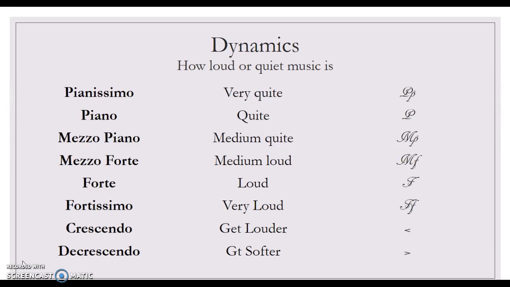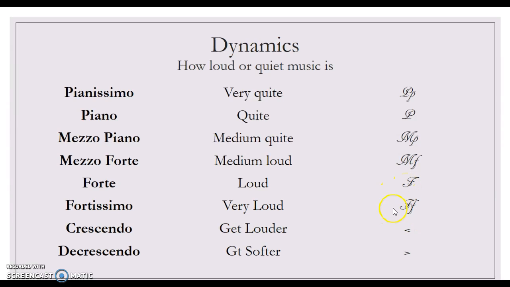Another umbrella word for them to know is dynamics, which is how loud or quiet music is. For this, they would need to know the word, what it means, and the symbol. So, for example, they would need to know that this is forte, and that means loud. And then, if they were to see this portrayed on a piece of music, it would just be F, whereas fortissimo, which is very loud, is two Fs.